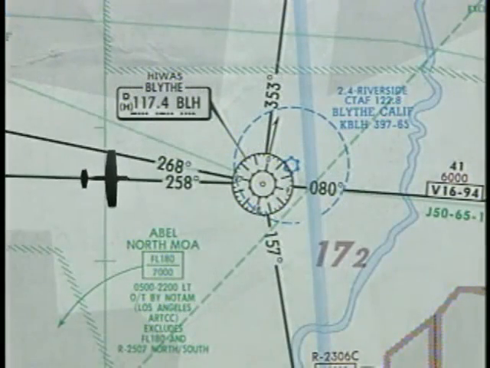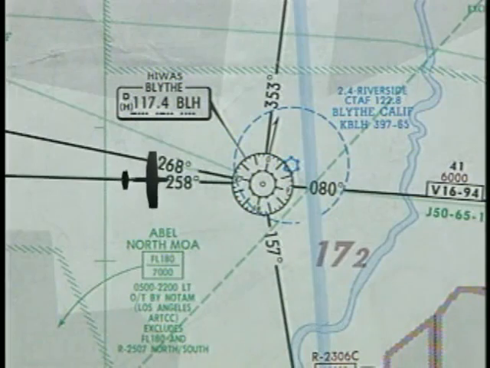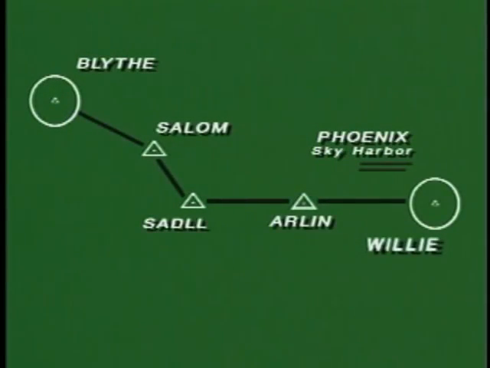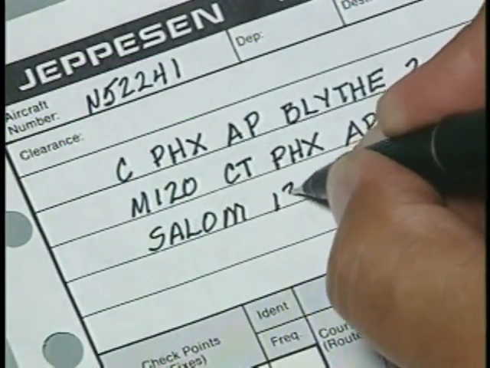As you're approaching Blythe VOR at 12,000 feet, Los Angeles Center issues the following clearance. Cessna 241, cleared to Phoenix Sky Harbor Airport via the Blythe 2 arrival. Maintain 12,000, contact Phoenix approach at Salome on 120.7.